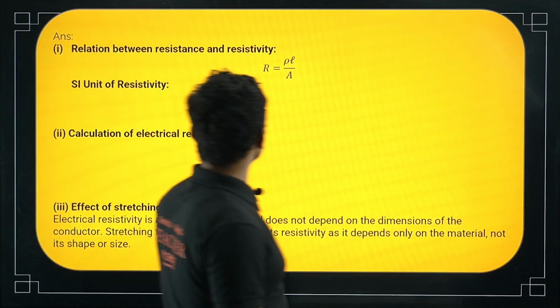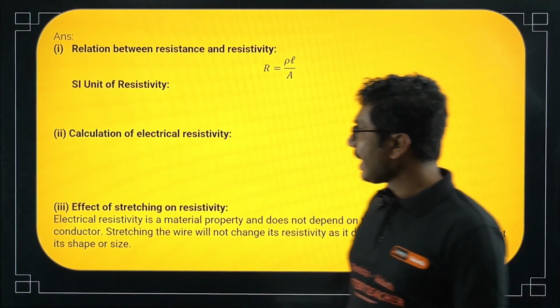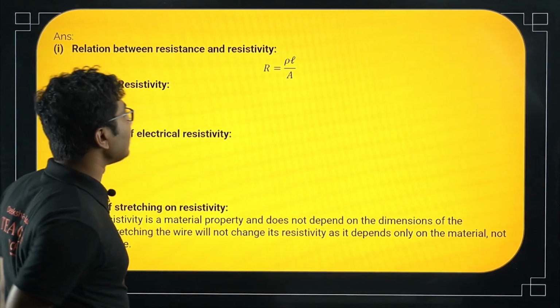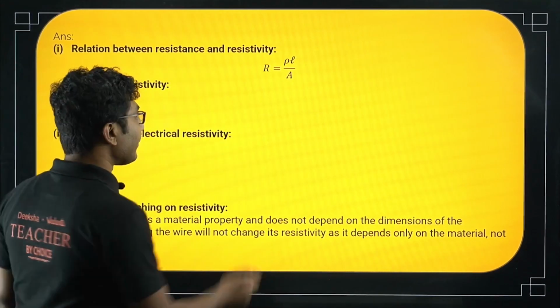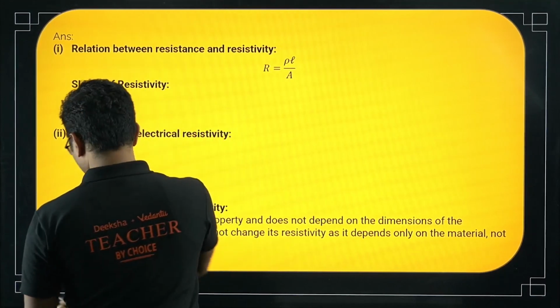So the relationship between resistance and the resistivity is R is equal to rho L by A, right? So this is the formula. Now the SI unit of resistivity, you have to show the SI unit of resistivity from this equation. So what to do? You have to calculate rho, right?